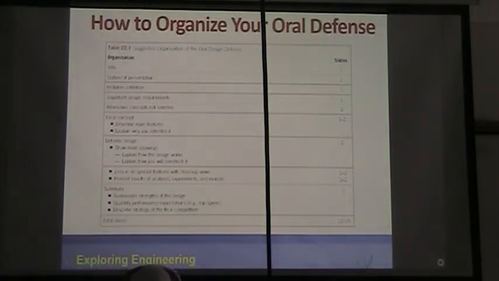All right, so the organization of your presentation: for the title, they're saying 1 slide. The outline of the presentation, 1 slide. Problem definition, 1 slide. The important design requirements, 1 slide. Alternative concepts that weren't selected, they're saying 2 slides. Now, none of this is set in concrete, right? And you should feel free to be flexible about the number of slides.